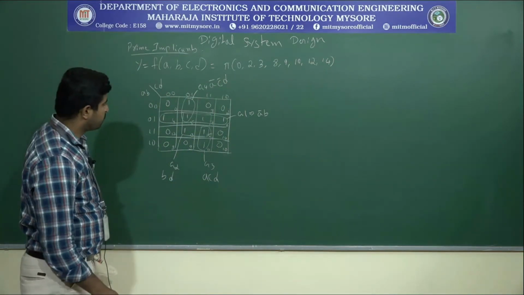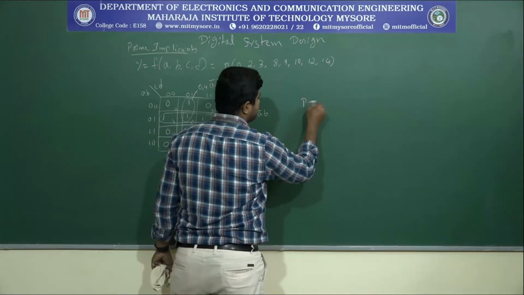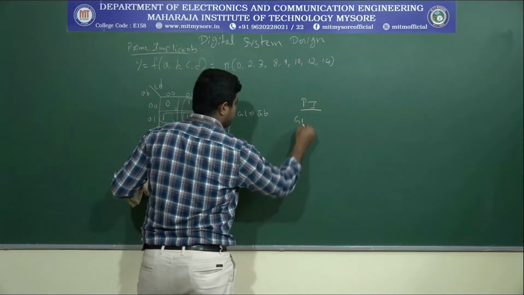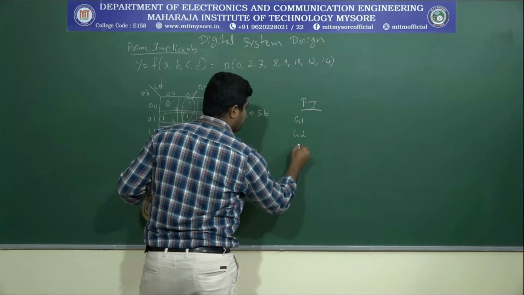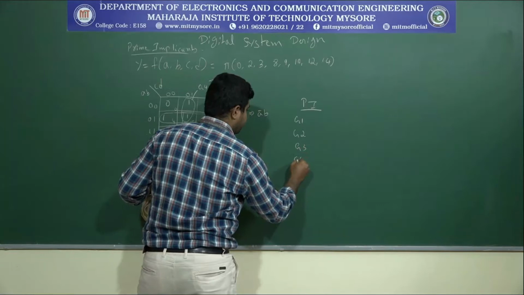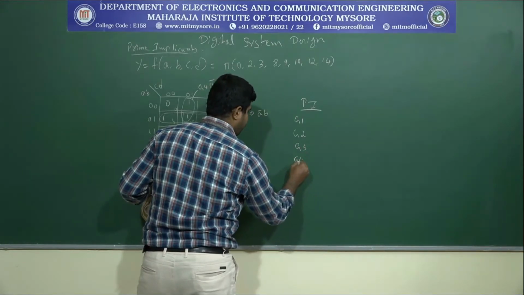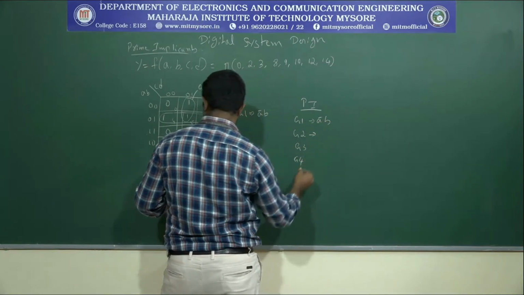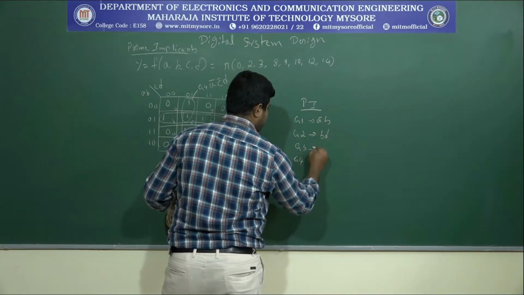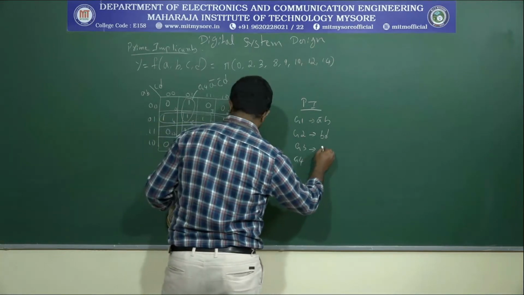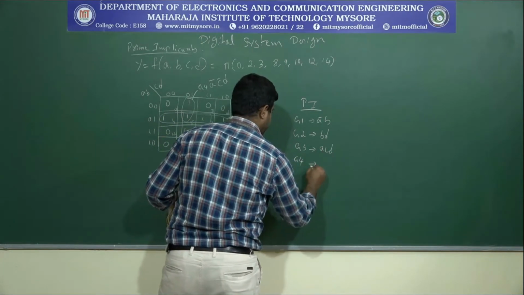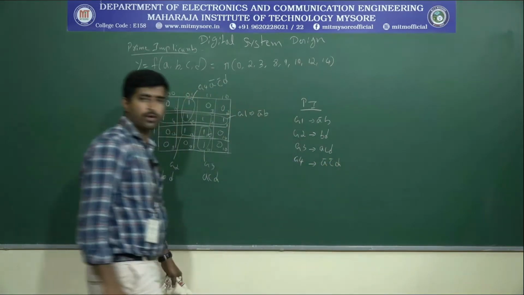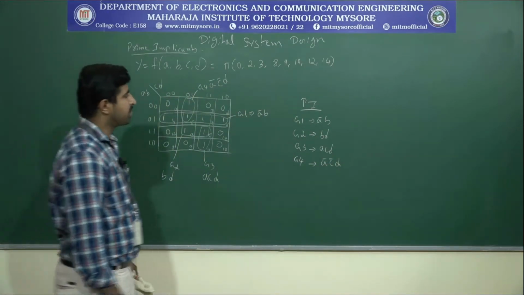So the prime implicants are G1, G2, G3, G4. This equals A bar B, second one BD, third group ACD, and the fourth group is A bar C bar D. Now we need to find out the essential prime implicants.